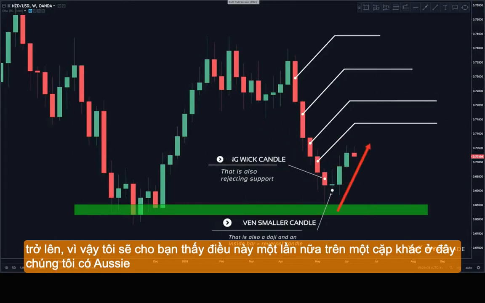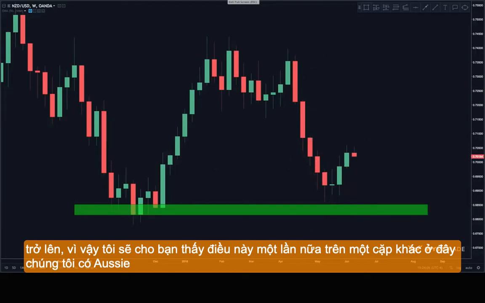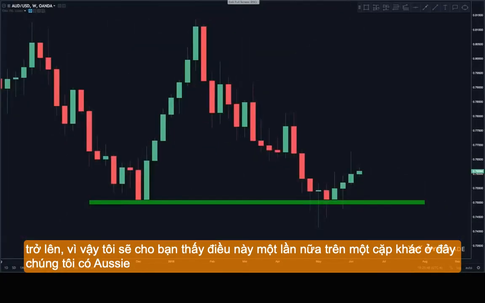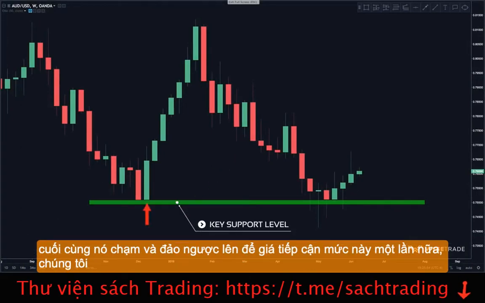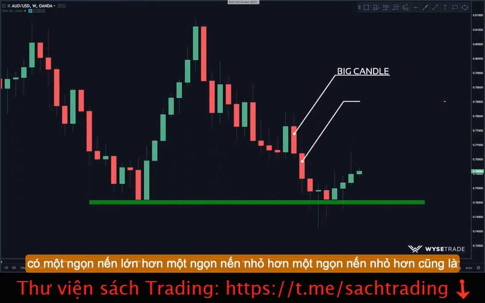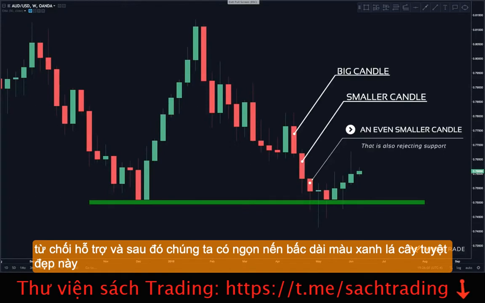So I'll show you this again on another pair. Here we have the Aussie dollar. This is a key level of support, as you can see from when price got here last, it hit and reversed upwards. So as price approaches this level again, we have a big candle, then a smaller candle, an even smaller candle, which is also rejecting support.